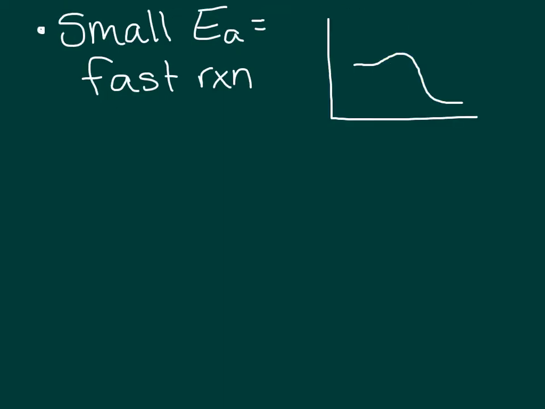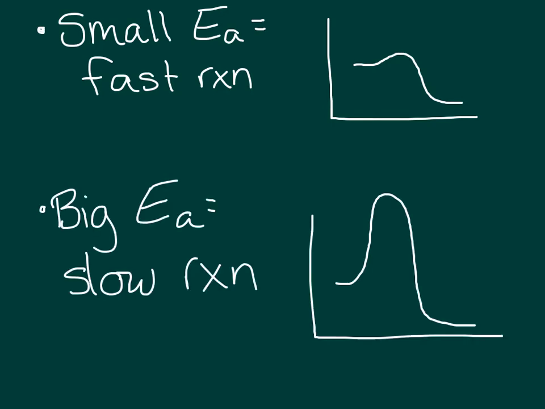In general, a small activation energy tends to correlate to a fast reaction, while a large activation energy correlates to a slow reaction. So that should maybe make some sense, since molecules have to collide with sufficient energy in order for a reaction to occur. If that required energy is really, really big, only a few molecules are going to have it. But the way we can change that is by changing the temperature.